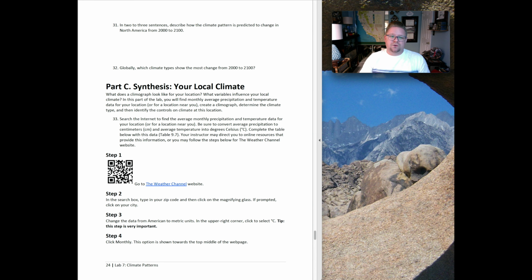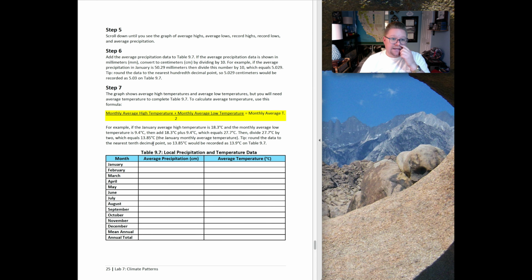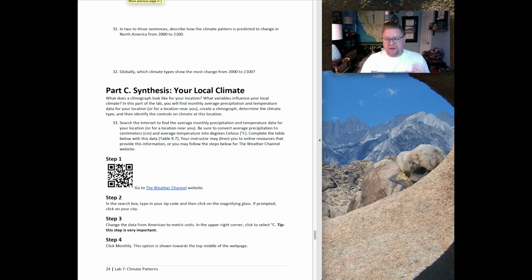So the first part says, question 33, search the internet to find the average monthly precipitation and temperature data for your location. Once you do so, be sure to plug it into the table on the next page down here. Now, the key to success is that chances are it's going to be in Fahrenheit and also in inches. You need to convert it into Celsius and into centimeters. So make sure you do that on that table.